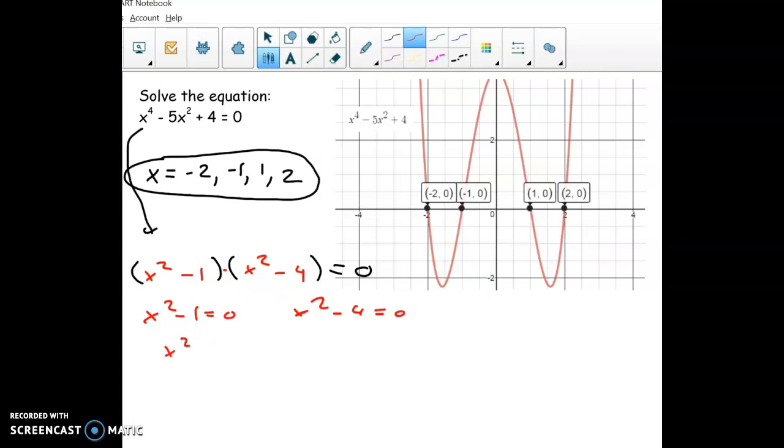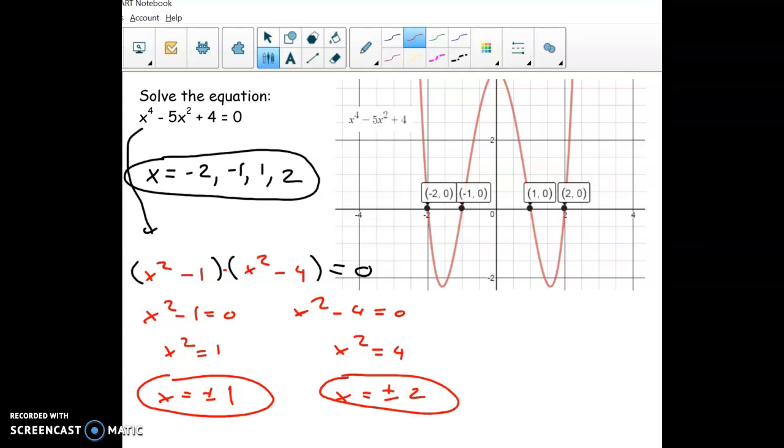Then you could have just set those parts to 0 once you got it factored. Add 1 to both sides, take the square root, so you get plus or minus the square root of 1, which is just 1. Then here add 4, take the square root, and the square root of 4 is 2, so you get plus or minus 2. Which is the 4 answers we see up here, just a different route.